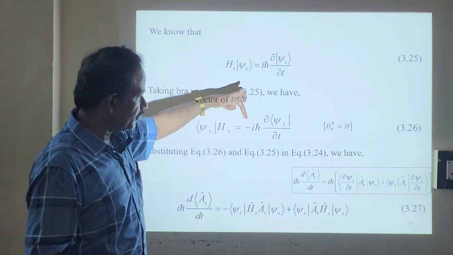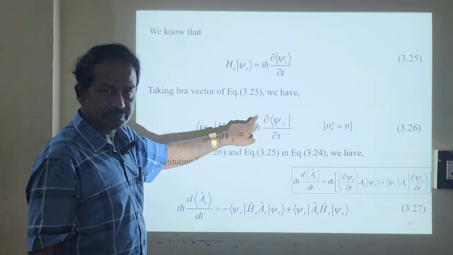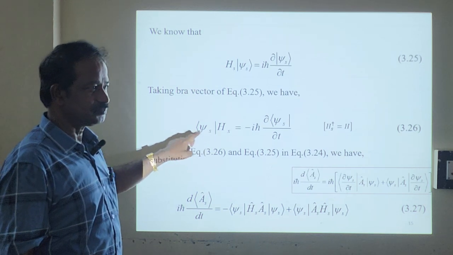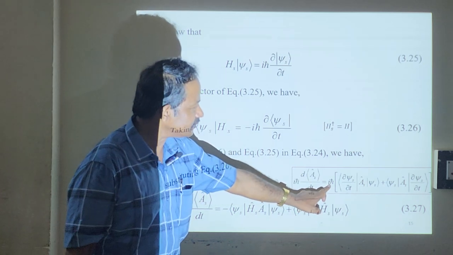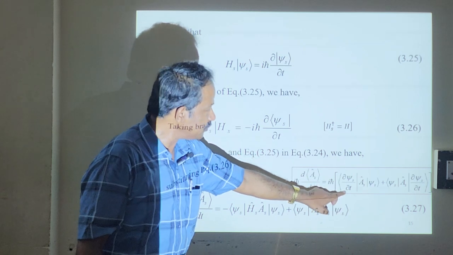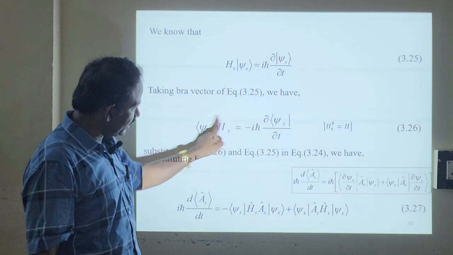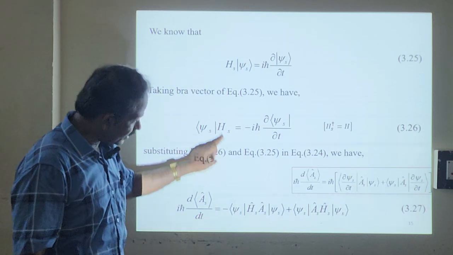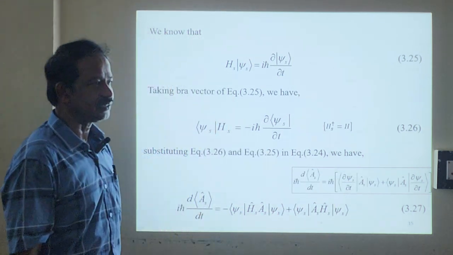We are going to substitute now. See, i h cross d psi s by dt, correct? This part is equal to minus psi s H_s. Is it okay? Everyone, we just take the first part, i h cross d bra psi s by dt. The minus sign, if you bring it here, will give you minus psi s H_s, correct? And the remaining thing will be your A_s psi s. Is it okay?